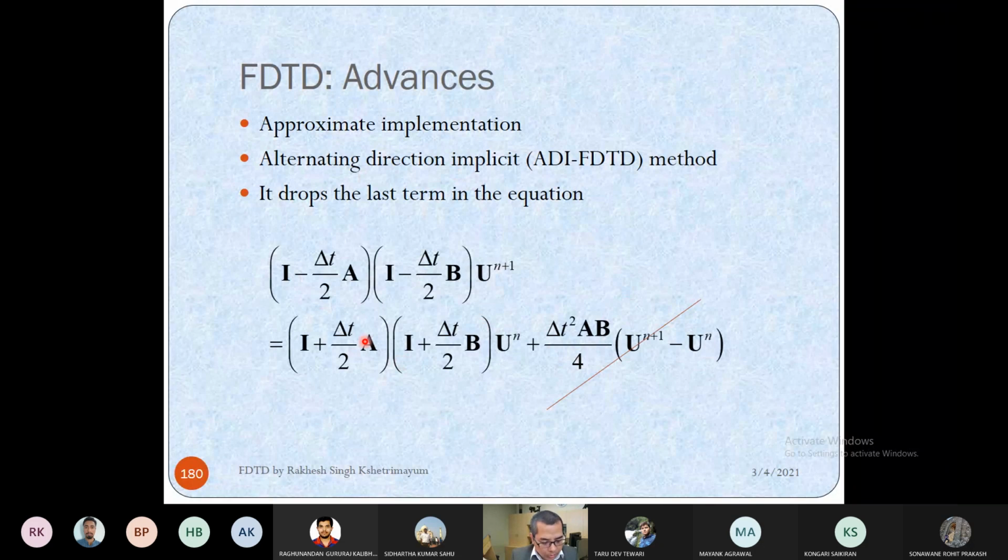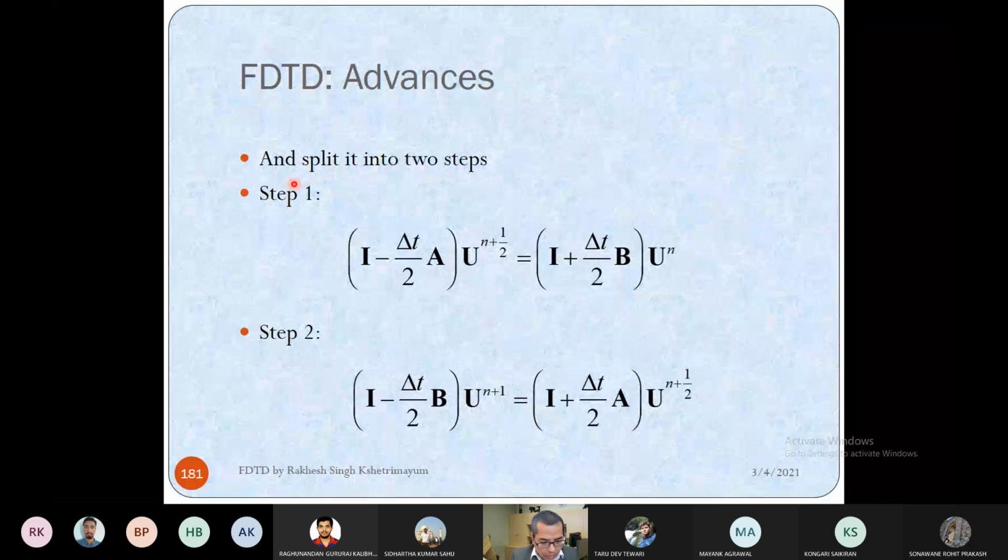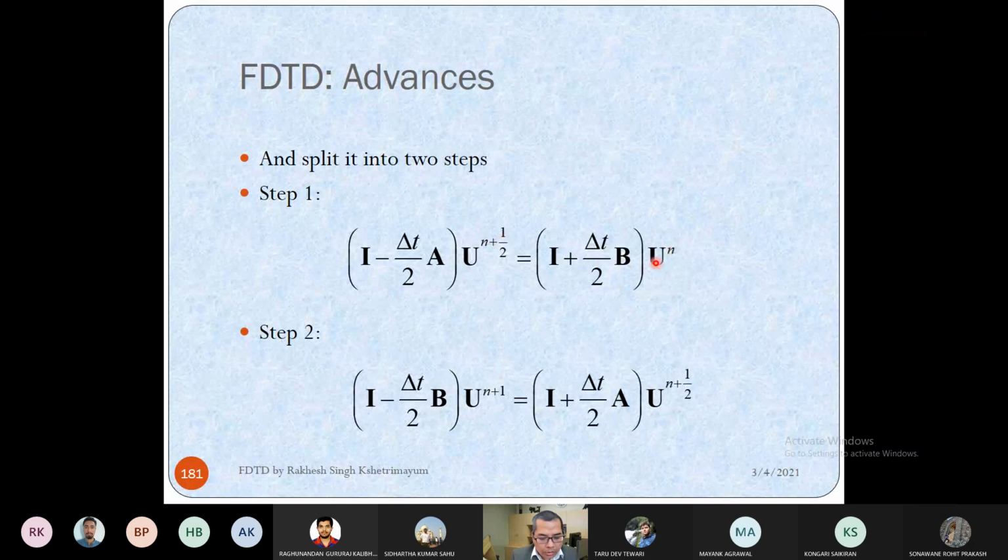And in the ADI FDTD, we split this into two steps. In the usual FDTD, you find out, let's say, U at the nth time instant, and then you find out U at the n plus 1 time instant. But here, we'll do this in two steps. We'll first find U^(n+1/2) from U^n, and from U^(n+1/2), we'll find U^(n+1). So this is a two-step procedure, from n to n plus half to n plus 1.